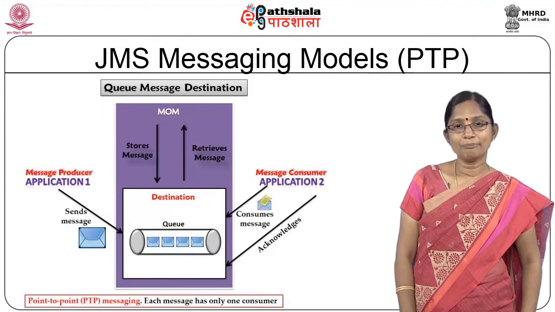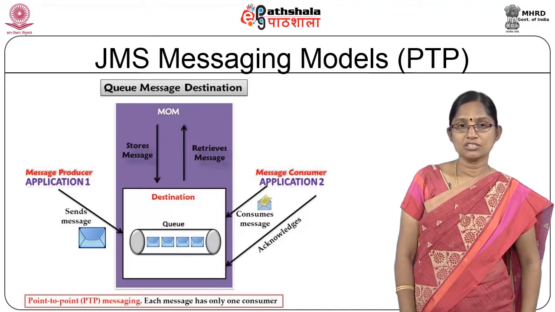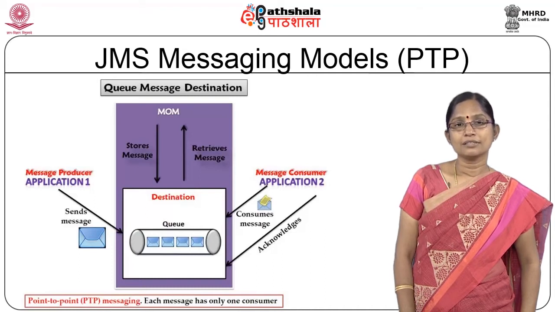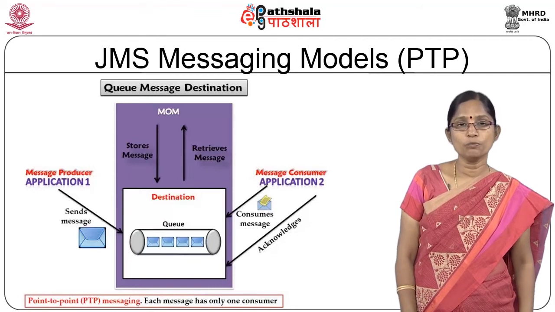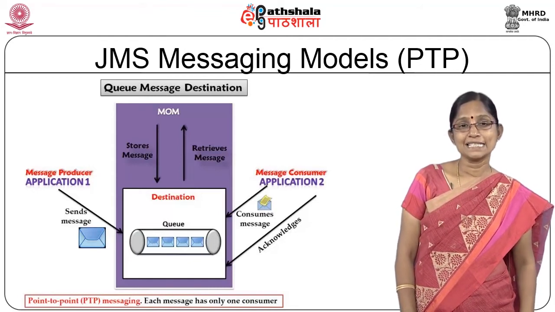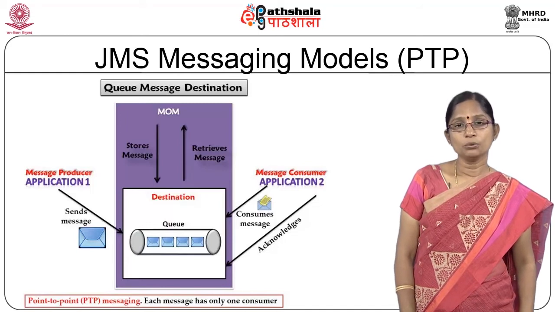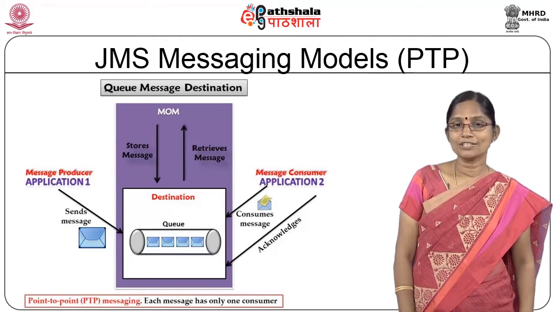You can see that two applications are there. One application can be considered the producer and the other application the consumer. You can see in the middle the MOM, which is nothing but the JMS provider. The destination is composed within the JMS provider. The destination is visualized as a queue. The producer, whoever produces the message, sends the message to the queue. From the queue, the application on the other side, that is the message consumer, tries to consume the message. Once it consumes the message, it sends the acknowledgement back to the destination. So, this is what we are seeing: each message is going to have only one consumer.